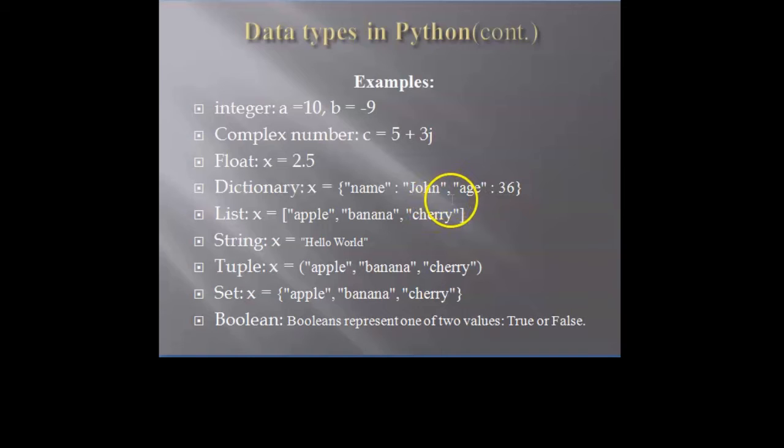That's a dictionary. If we talk about a list, here is a list x equal to, taken in square brackets, apple, banana, cherry. We can use anything, apple, 2, 3. It's not that we can only take strings. We can use integers also. String, hello world, we are all aware of. Tuple, you can see here, set, booleans, true and false. This is just an example, just go through this.